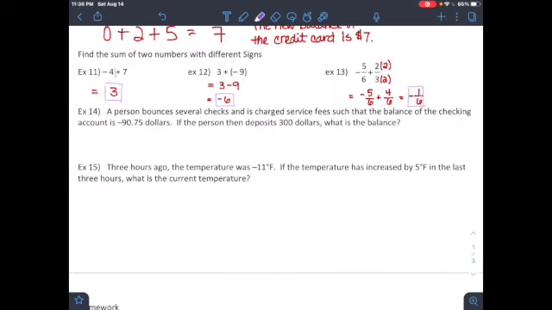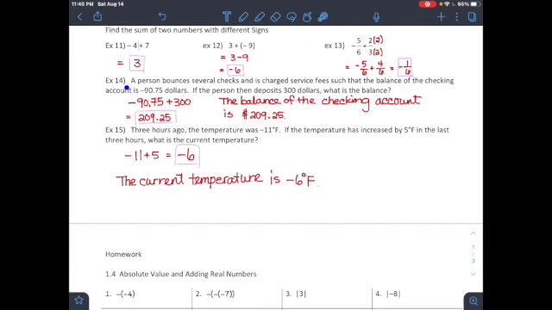Please try example number 14 and example number 15. For the last two problems, example 14, a person bounced several checks and is charged a service charge such that the balance of the checking account is negative $75. If the person then deposits $300, what is the balance?